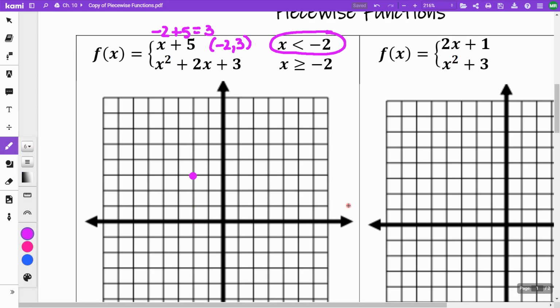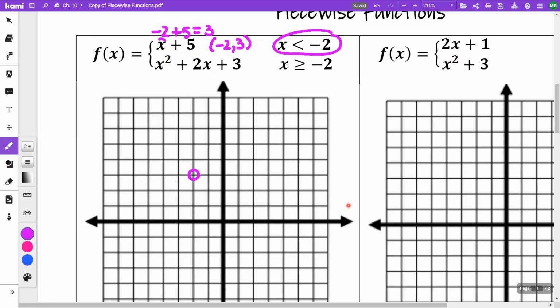Now I put this point here. Honestly, I don't want it to be a solid dot. I want it to be an open circle because it's not including. It's not including because there's no equal on that. Okay, so I only want from -2 down. So I'm going to go to -2, 1, 2, 3. I'm going to have an open circle. And I don't want to go this direction. I want to go this direction because I want x's smaller than -2.